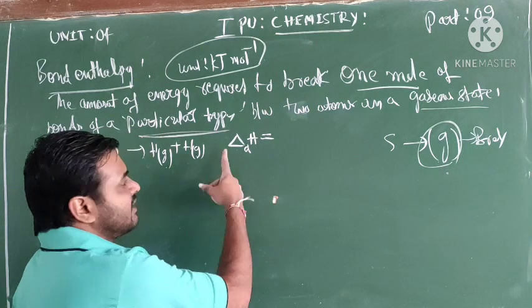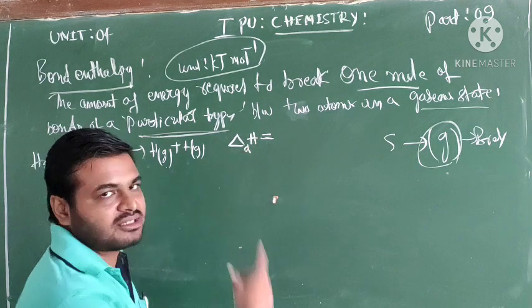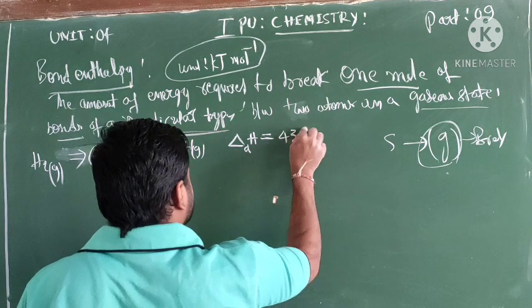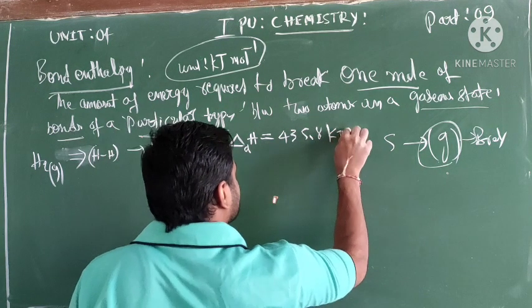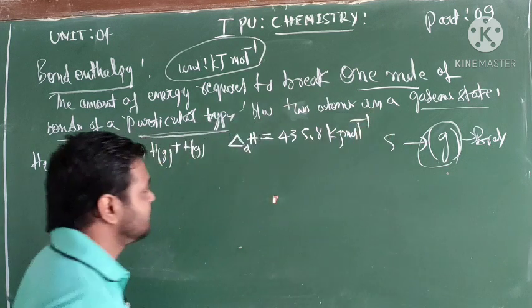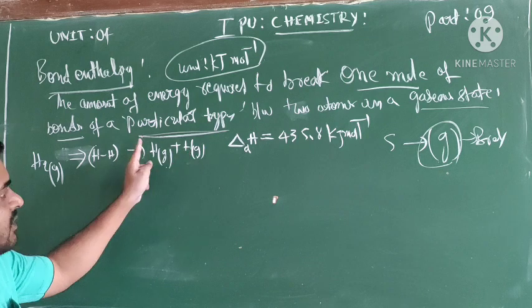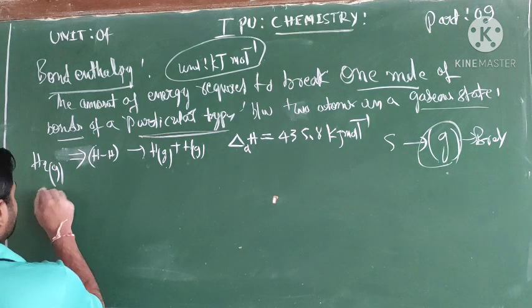So delta aH means atomization, where the molecule is converted to atoms. How much is the value? It is 435.8 kilojoules per mole. It breaks down to form 1 mole of hydrogen atoms and 1 mole of hydrogen atoms, so a total of 2 moles.